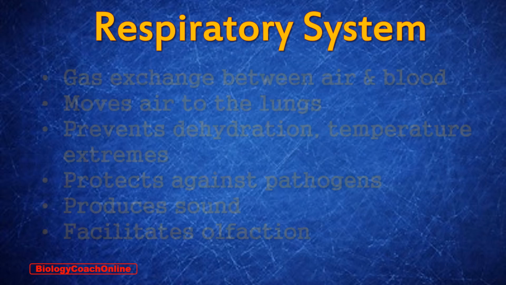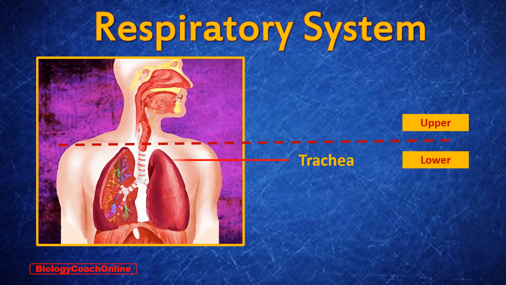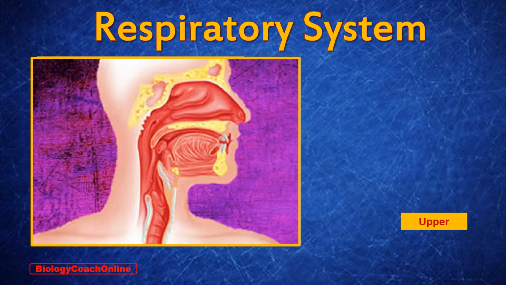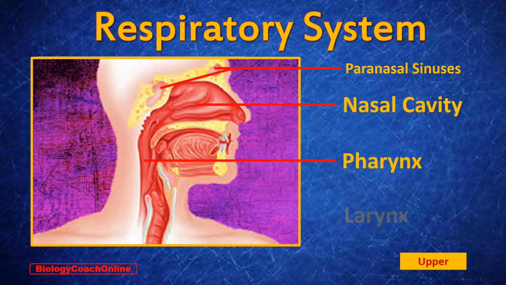Now, your respiratory system is effectively divided into two parts. The lower respiratory system contains your trachea, or windpipe, and your bronchi. Now these channels are continuous with your trachea and carry air into your lungs, and of course your lungs. In our present discussion, we will focus on the upper respiratory system. The upper respiratory system consists of your nasal cavity, including your paranasal sinuses, your pharynx, and your larynx.